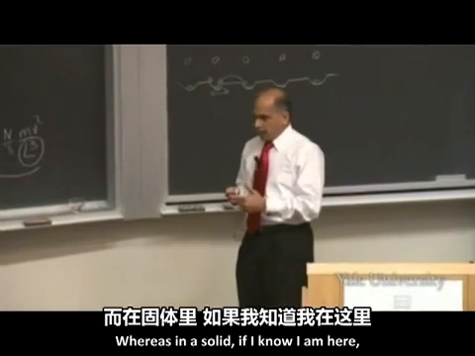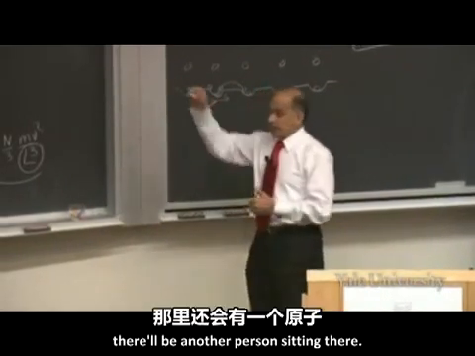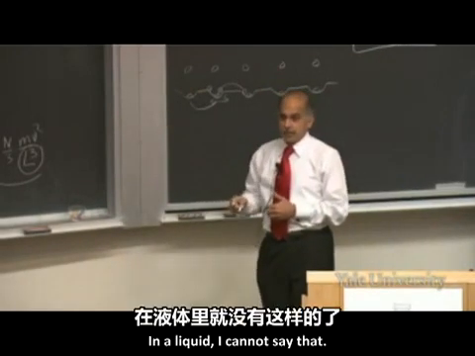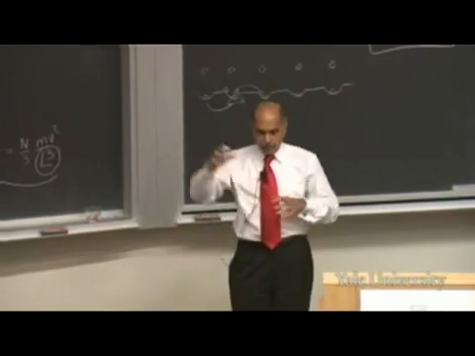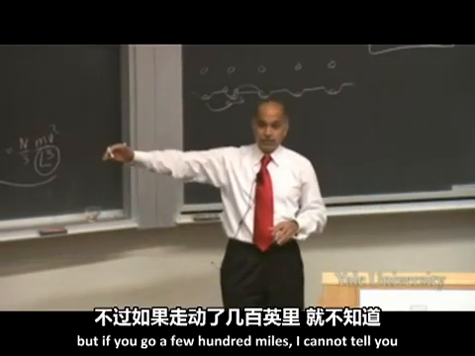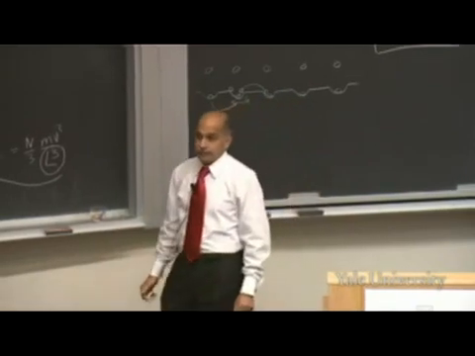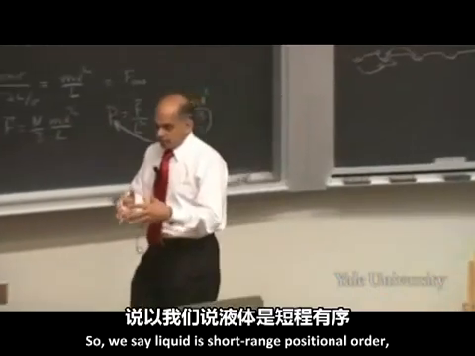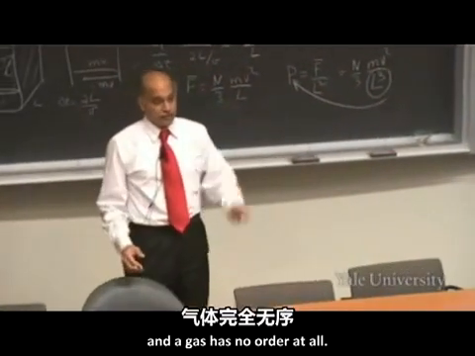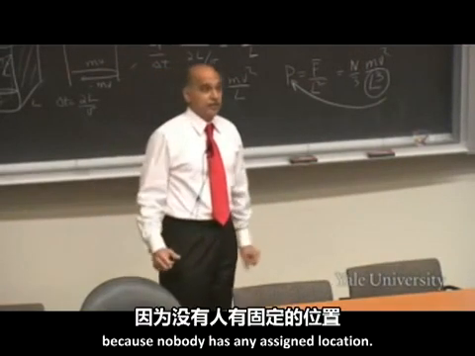Whereas in a solid, if I know I am here, I know if I go 100 times the basic lattice spacing, there'll be another person sitting there. That's called long-range order. In a liquid, I cannot say that. In a liquid, I can say, if I am here, locally, the environment around me is known. But if you go a few hundred miles, I cannot tell you at a precise location if some other atom will be there or not. So we say liquid has short-range positional order, but not long-range order. And a gas has no order at all. If I tell you there's a gas molecule here, I cannot tell you where anybody else is because nobody has any assigned location.